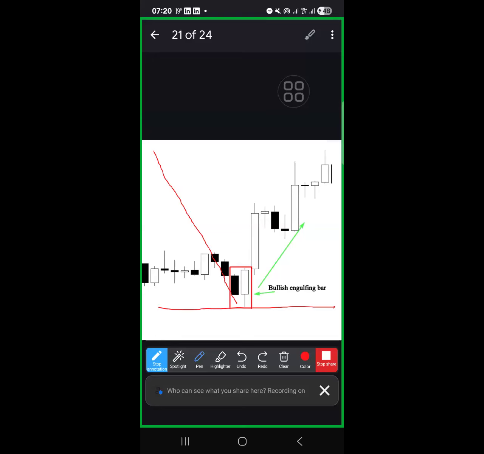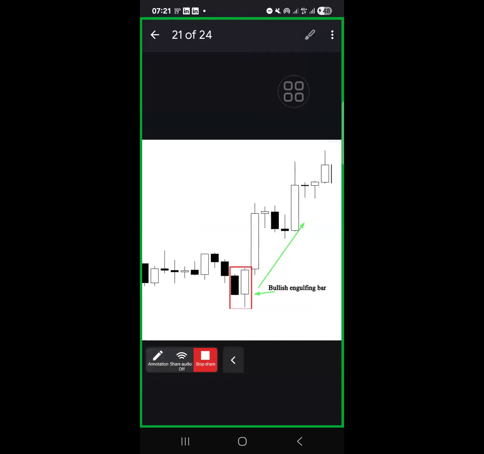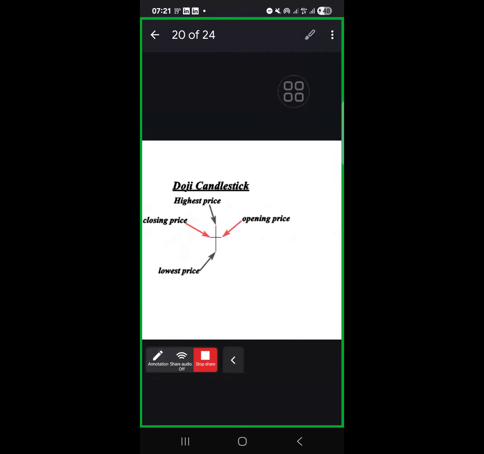Then they start pushing. They start coming together and start fighting the sellers. As a result, you see price changing direction, going back to the upper side. So this is what we call a bullish engulfing bar pattern. Bulls engulfing sellers.